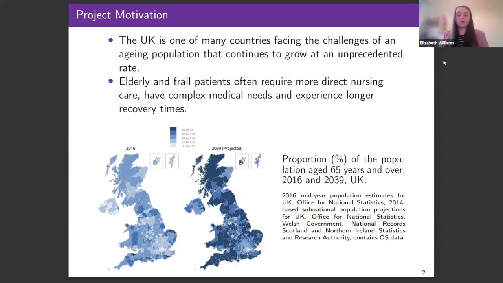From this bottom graph, you can see that the darker the blue shows a higher proportion of those who are aged 65 and over. So this is somewhere that, as you can see, the whole of the UK will be facing in years to come.